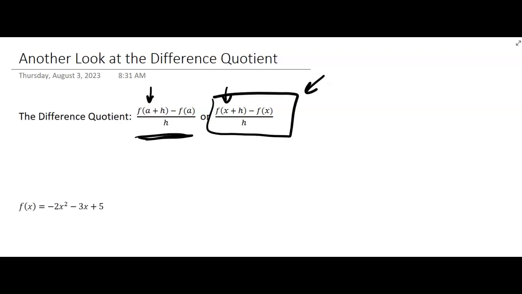You should be able to do either one, but for consistency, I'm going to go ahead and stick with the one here on the right. Okay, so this is what we're trying to find.